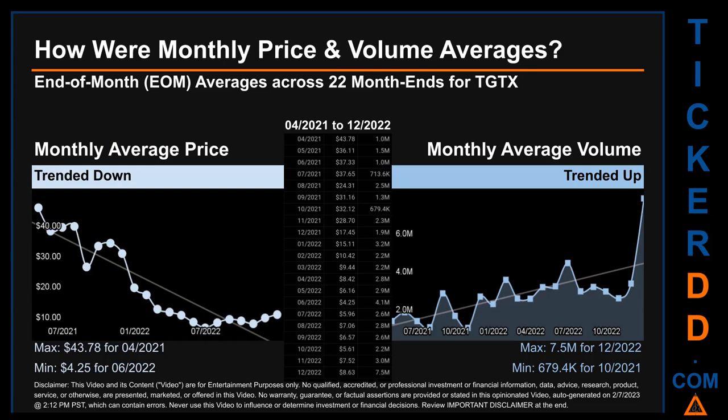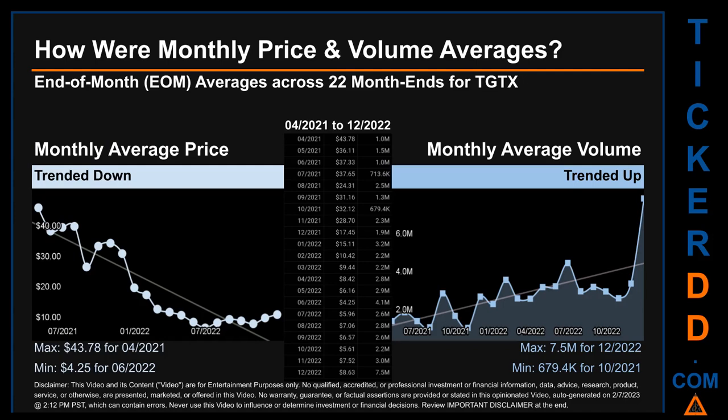How were price and volume averages for TGTX? Across 448 trading days, there were a total of 22 month ends, of which monthly averages for daily price and volume were calculated. Overall, monthly price average trended down while monthly volume average trended up. The maximum end-of-month average price was $43.78 for 04/2021 while the minimum was $4.25 for 06/2022.